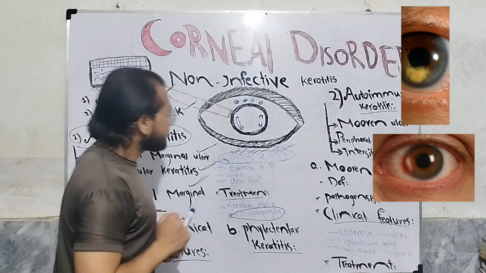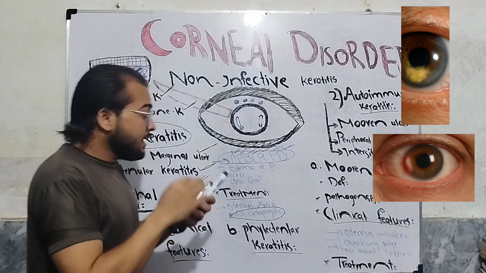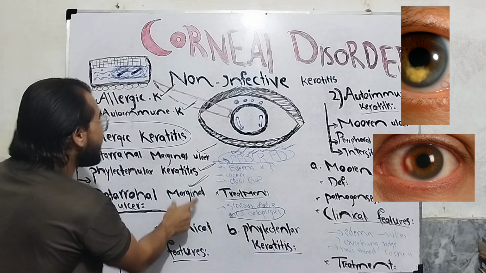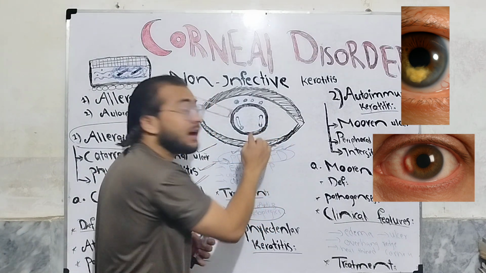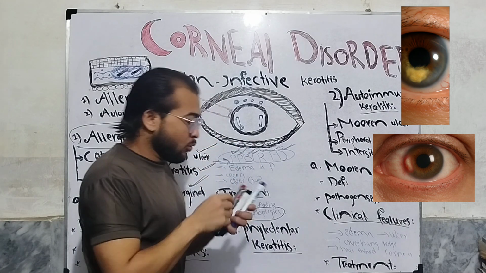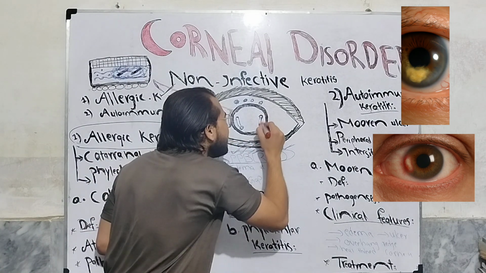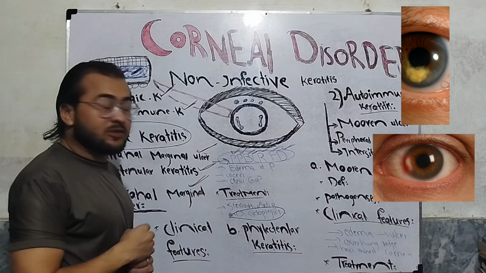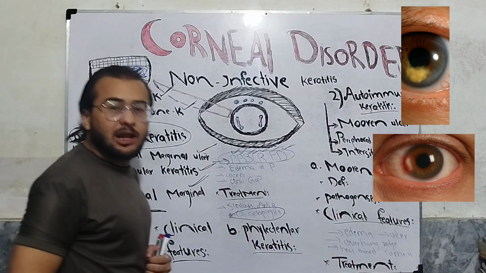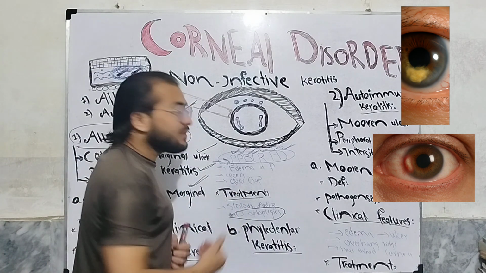Remember there is one more thing: in catarrhal marginal ulcer we will have a clear gap between the limbus and the ulcer. There will be a clear gap. So there is a clear gap between the limbus and the ulcer. These are the clinical features for catarrhal marginal ulcer. The treatment is simple.